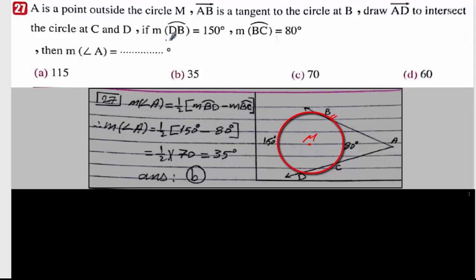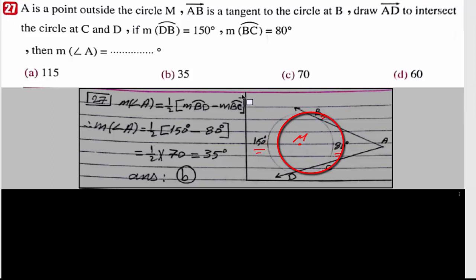If measure of arc BD equals 150, and the measure of arc BC equals 80, then measure of angle A equals. We have a well-known problem.